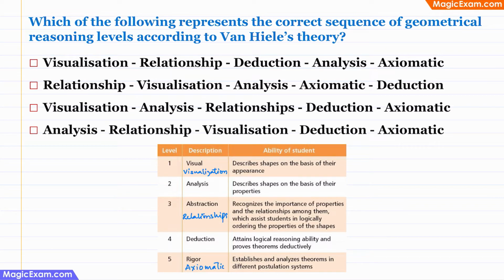Which of the following represents the correct sequence of the geometrical reasoning levels according to Van Hiele's theory? Now Van Hiele's theory is quite important because every year you'll see at least 1 or 2 questions based on this theory. Now, there are 3 main types of questions that you can see. One type is this, where you'll be asked to identify the correct sequence or the correct order of the geometrical reasoning levels.